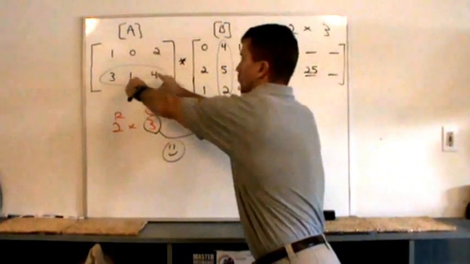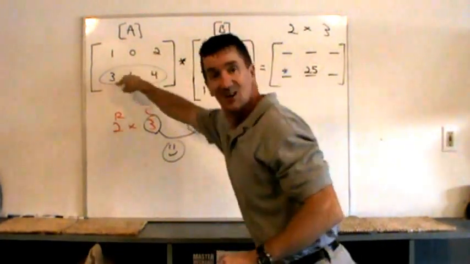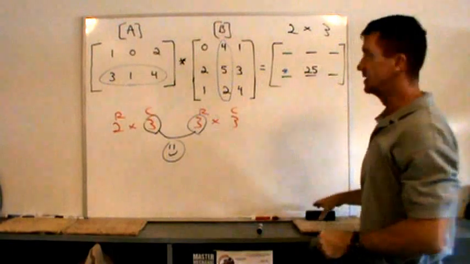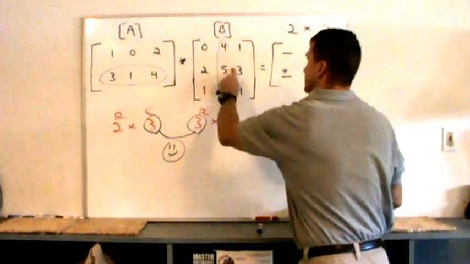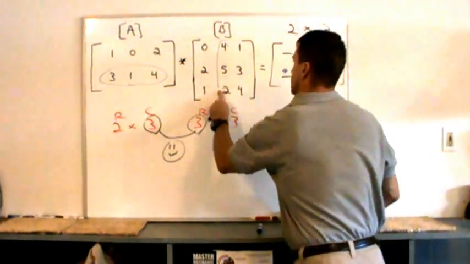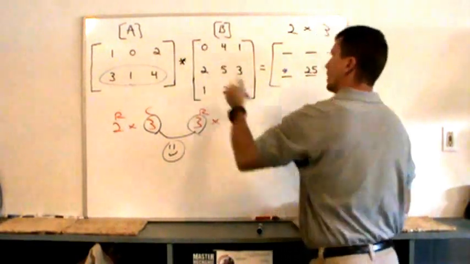What row is it in? Row 1. Oh, excuse me, row 2. It's in row 2. What column is it in? It's in column 1. So let me get this off here. Get that out of there. And we're going to use this column.